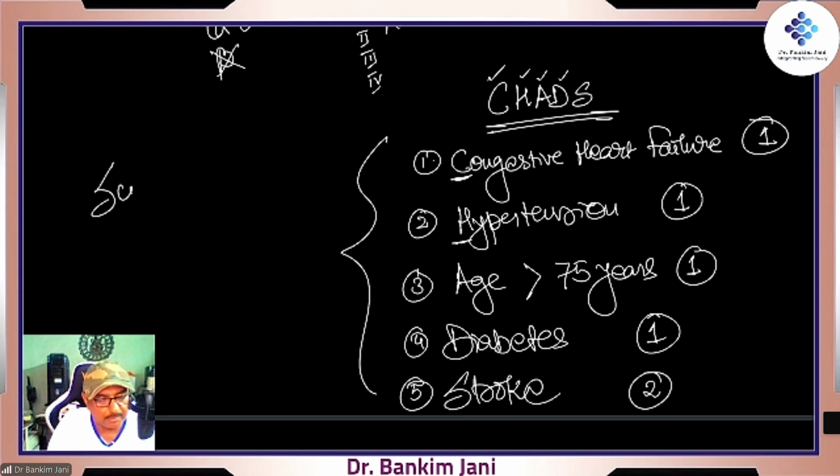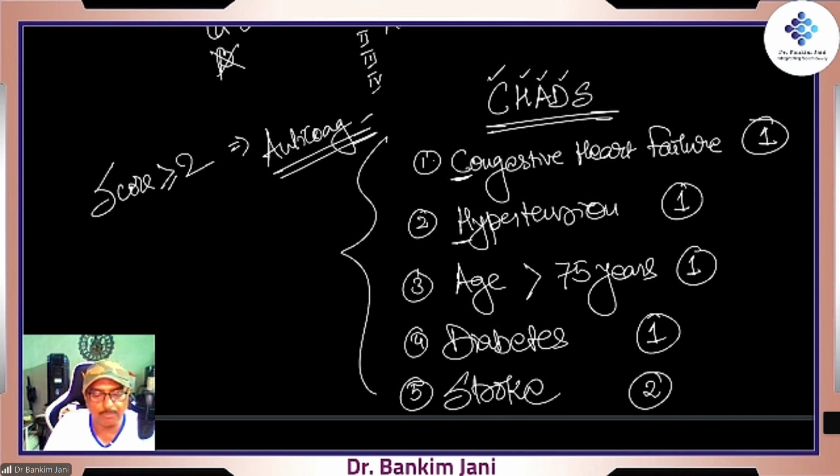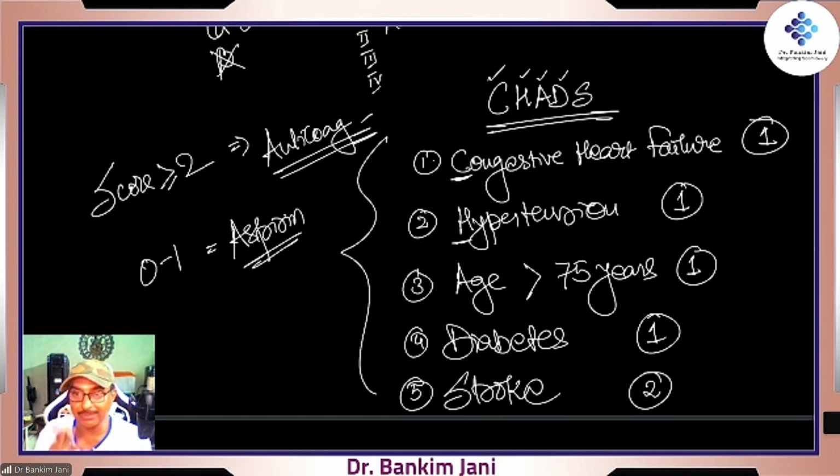If the score is 2 or more, immediately start anticoagulants, because the chances of thrombus formation are very high. If the score is 0 to 1, then you start with aspirin. Aspirin is also an anticoagulant, but a very minor form. So I think you got your answer. Thrombus formation depends upon all these factors, not only the atrial fibrillation, but also pre-existing conditions, some associated conditions, and the age. That's how things really go.